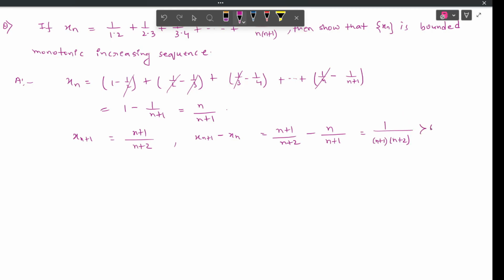So this thing will always be greater than 0, right? For all n belongs to natural number. So we can say that xn sequence is a monotonic increasing sequence. Okay, we can say that xn is a monotonic increasing sequence.